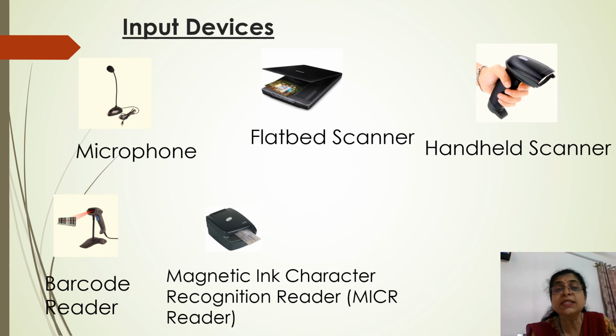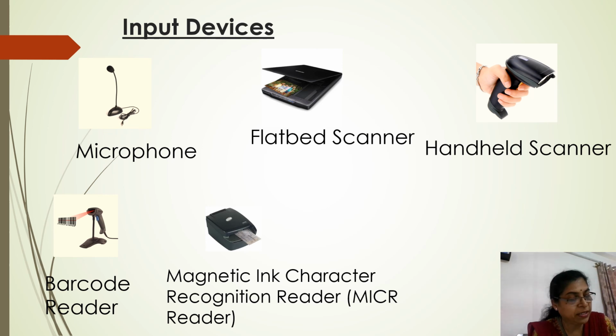Okay, now then comes the scanner. Scanner is of two types, flatbed scanner and handheld scanner. Scanner, basically what it does is it captures the image. It is different from the camera, but it captures the image which you give to it, and then it converts it into an electronic file. Now here, a scanner is an input device used to send images and text directly into a computer. You can scan images such as photographs, drawings, logos into a computer.